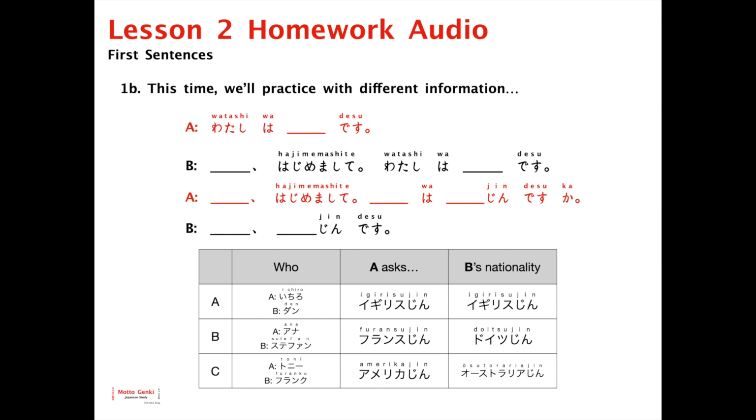To begin with, you can be B and I will be A, and then we will switch.